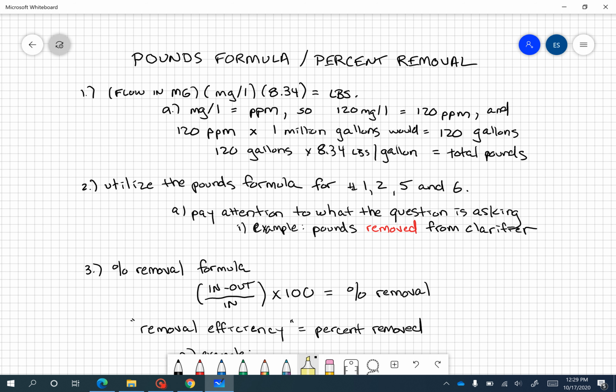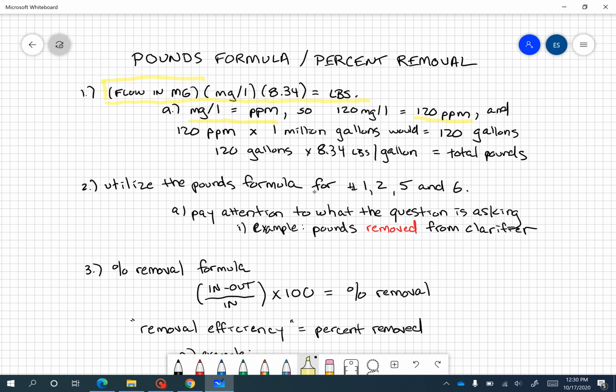as you can see, the pounds formula that we discussed looks like this: flow in million gallons times milligrams per liter times 8.34 will give you a number in pounds. And this is why. Milligrams per liter is equivalent to parts per million. So 120 milligrams per liter would be equal to 120 parts per million.